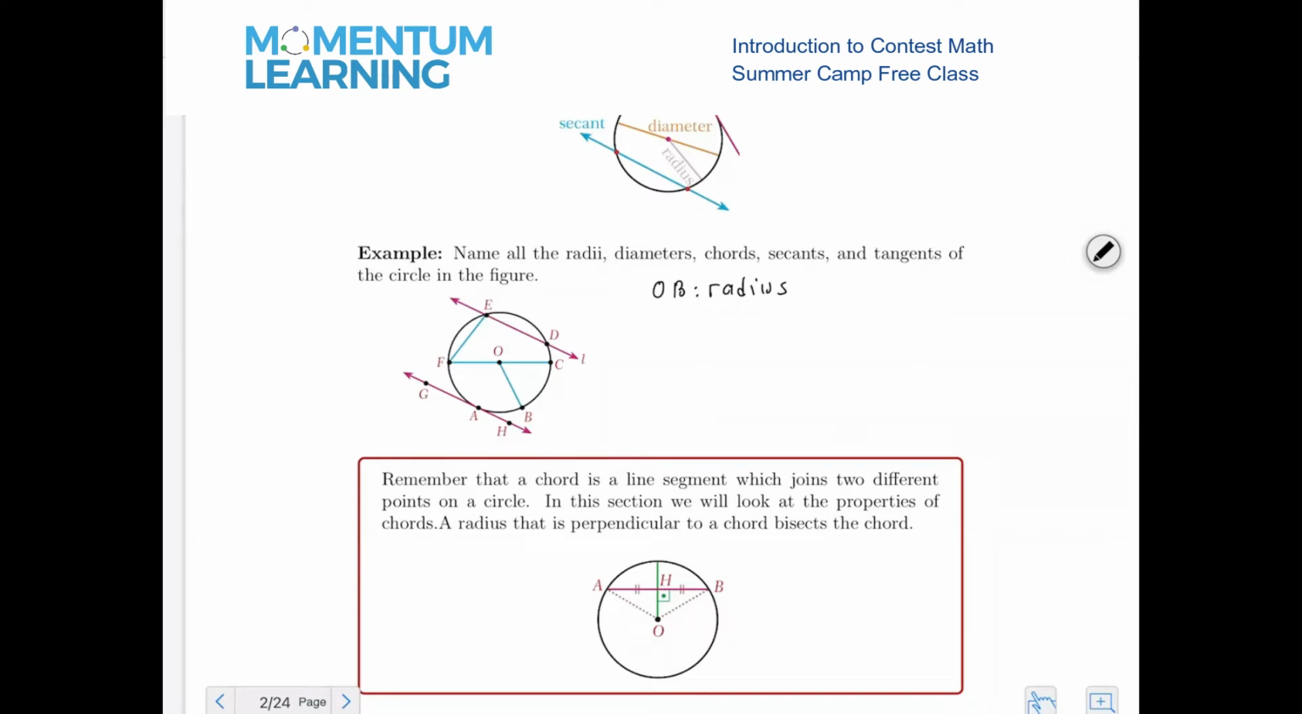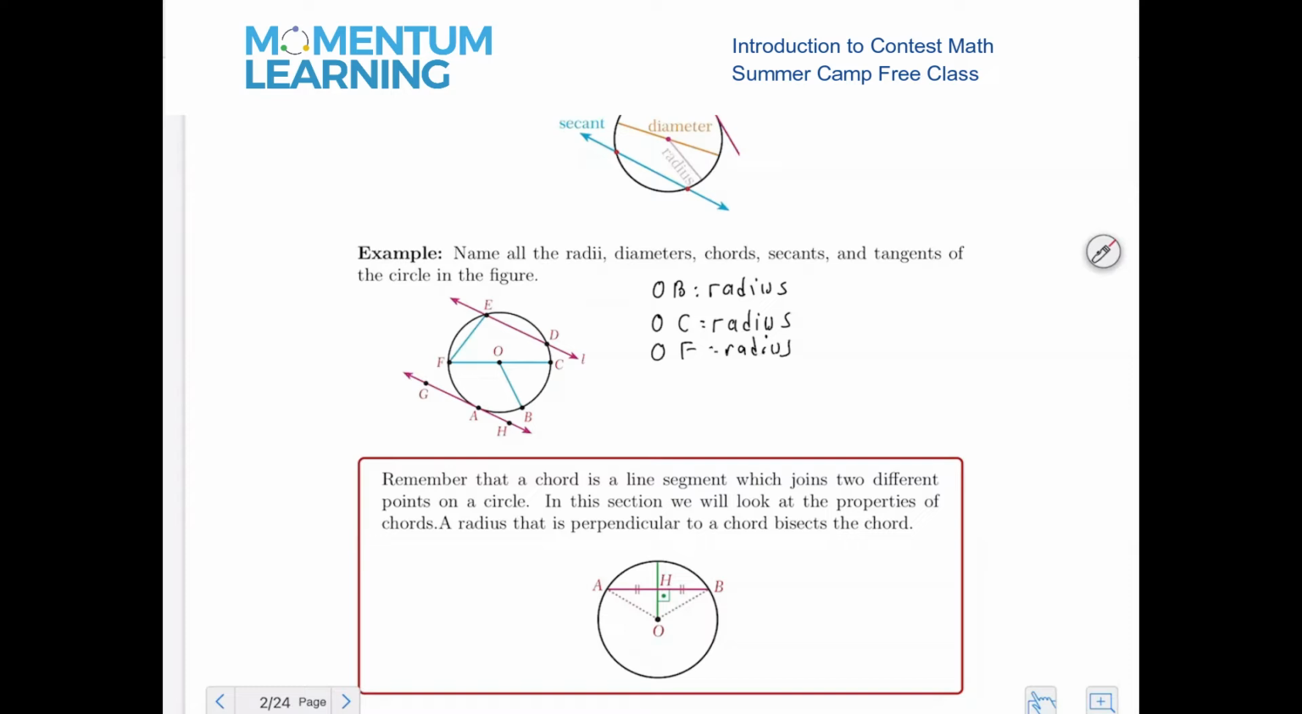So we covered OB. The next one on the list is OC. O is the center, C is a point on the circle. Then OC is also a radius here. OD is not drawn, and OE is not drawn. Let's look at OF, which is also a radius. Now we are done with all the ones that cover OB, OC, and so on.